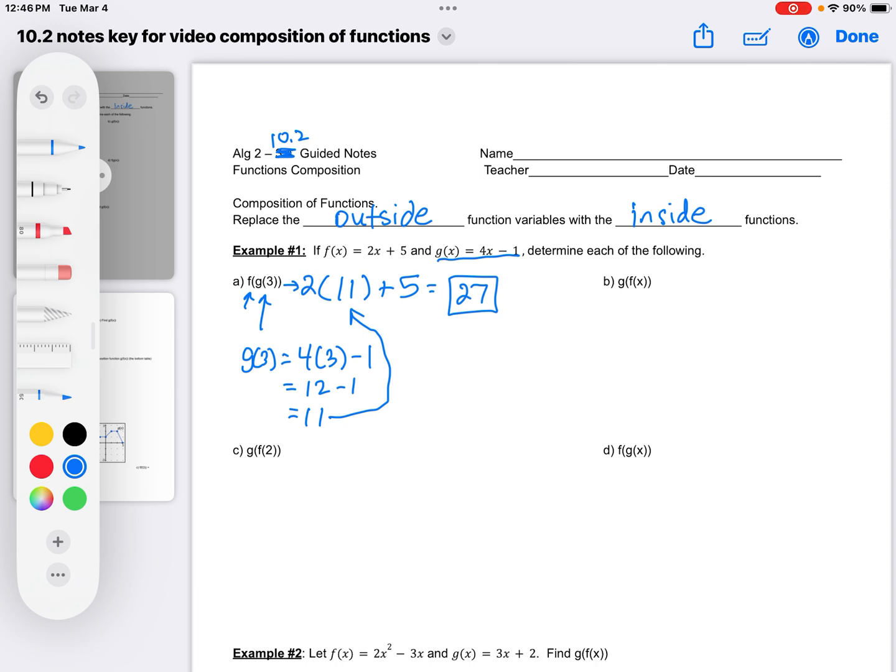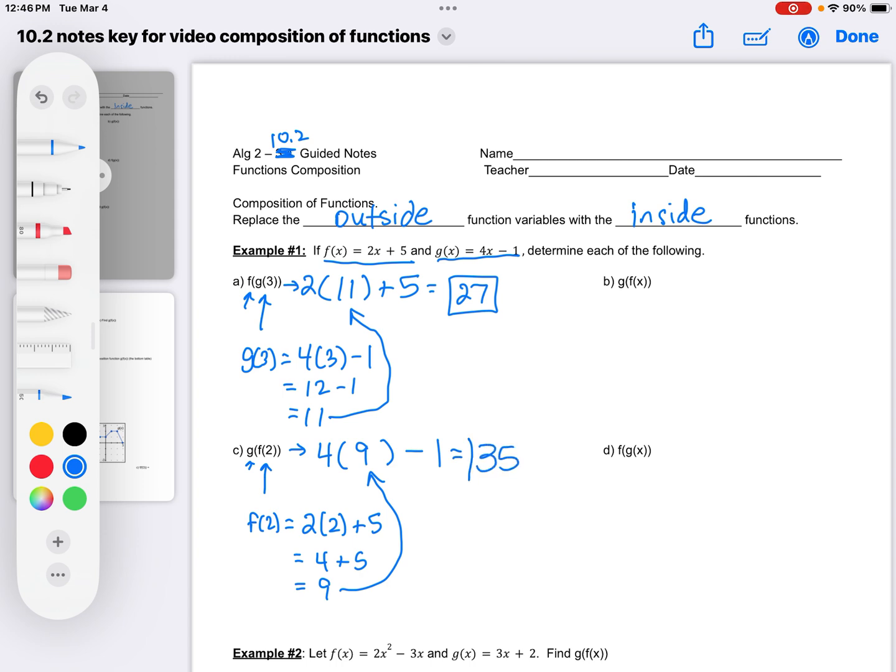If I ask you to do g of f of 2, this time my outside function is g of x, so I'm going to write 4 times something minus 1. To figure out what that is, I figure out what f of 2 is. f of 2 is my f of x function, 2 times 2 plus 5. That gives me 4 plus 5, which is 9. And that 9 goes into my g function. 4 times 9 is 36, take away 1, you get 35.